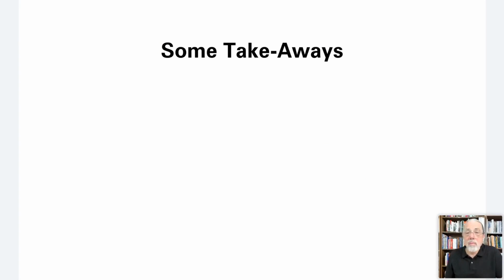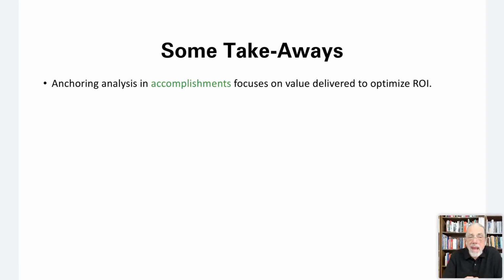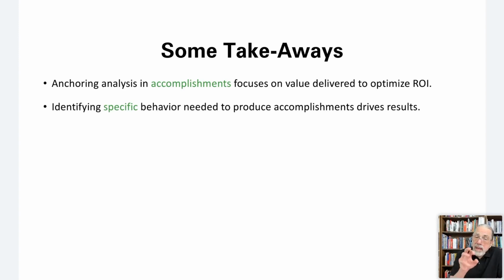So here's some takeaways, and then I hope people will have a few thoughts or questions or comments. One of them is, anchoring analysis in accomplishments focuses on value. And value is the top part of the return on investment equation, and that's what we really want to start with. The second thing is, if we get specific about the behavior, not just general skills and knowledge or what the subject matter experts think, but actually the behavior we can identify that's needed to produce the accomplishments and drive results as efficiently and effectively as possible. And there's lots of ways to do that, but if our focus is on that, based on the accomplishments people need to produce, then we've got some leverage.